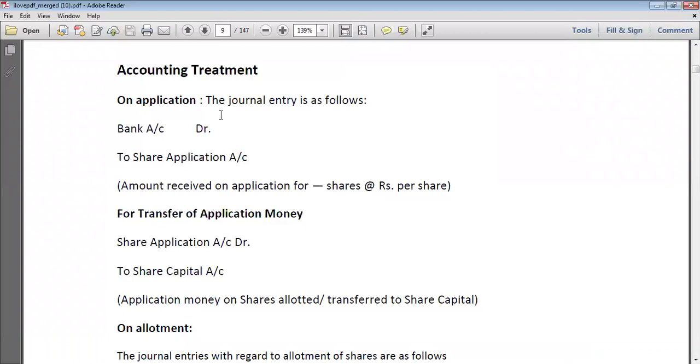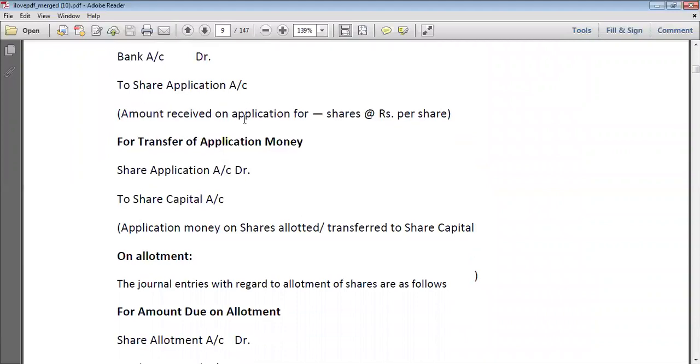Bank account is a personal account and share application is a nominal account. So, what is the rule of a personal account? Debit the receiver and credit the giver. And in this case, the bank is the receiver. That's why we debit the bank account. And what is the rule of a nominal account? Debit all the expenses and losses and credit all the income and profit. That's why share application account is a nominal account, and share application is the income for the company. That's why we debit the share application.